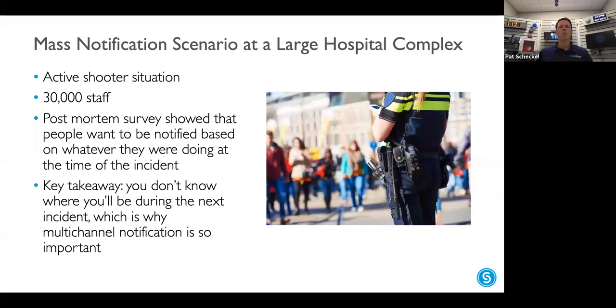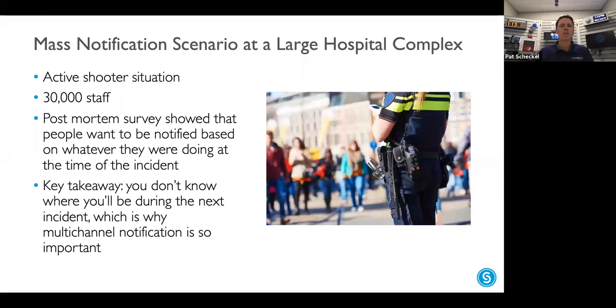So they did a postmortem survey and they asked their staff, how do you want to be notified? And the interesting thing was people responded with whatever they happened to be doing that morning. So they said, well, I was off campus, I want a text message. I was at my desk, I want a computer desktop pop up. I was on a call, a video call, I want it to pop up and really grab my attention. I was walking in between two buildings in the Skyway Bridge. I know there's speakers in there, I want that to tell me what's happening.